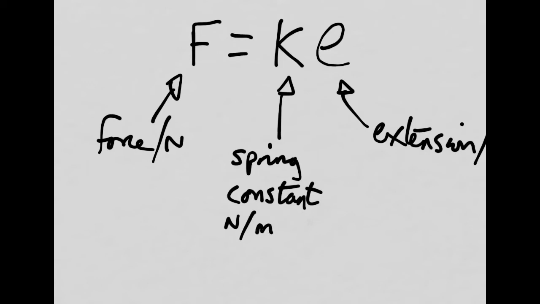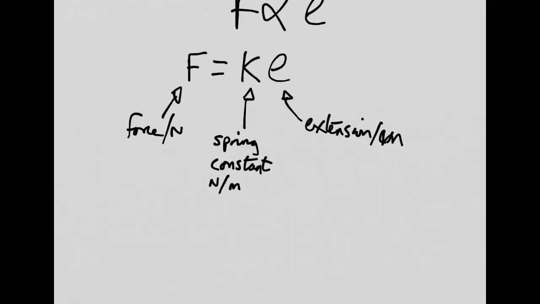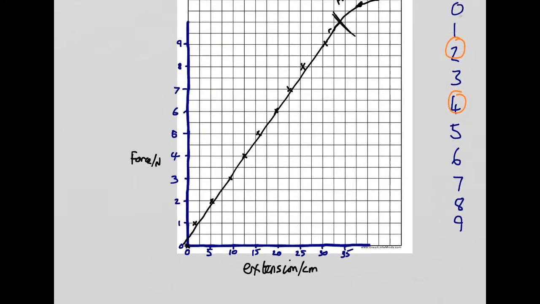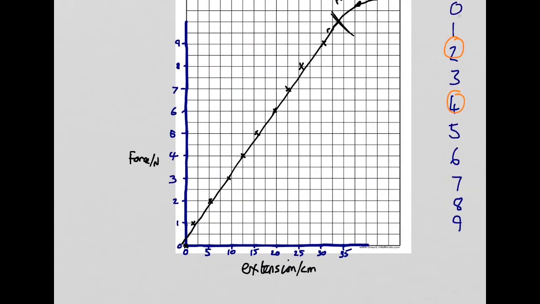So the spring constant just refers to how stretchy the spring is. A larger spring constant will provide a stiffer spring. So the stiffer the spring, the bigger the spring constant. Now, how can we use our graph to calculate the spring constant? Well, we can do a gradient calculation. We can calculate the gradient of our graph, and that will give us the spring constant. Let me show you why.